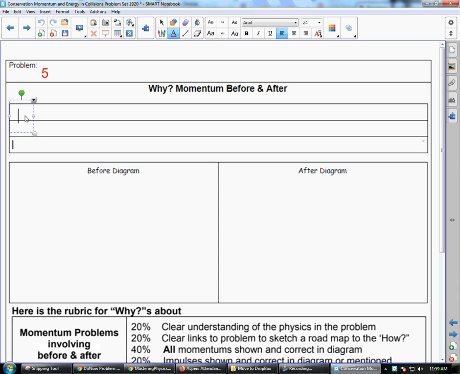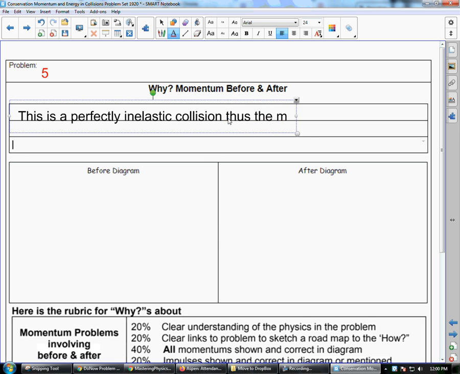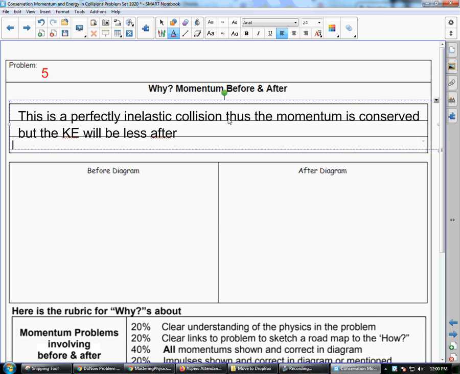I'm going to start with this. It is a perfectly inelastic collision. Thus, the momentum is conserved, but the kinetic energy will be less after the collision.